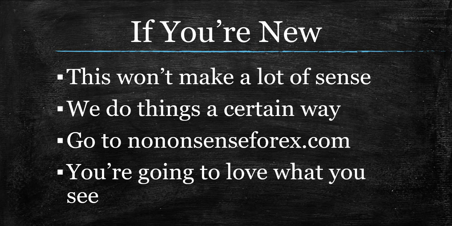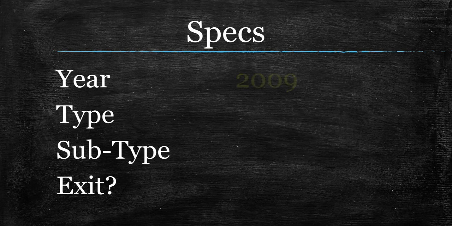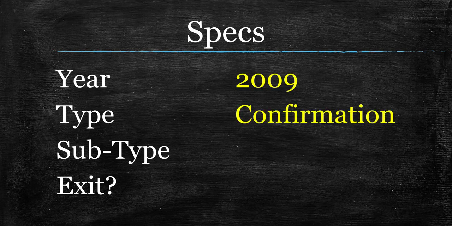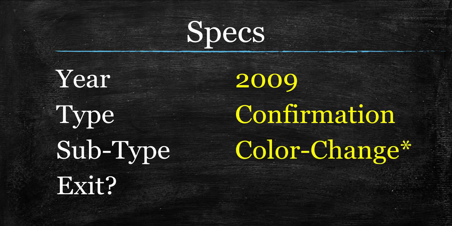But for the rest of us who are caught up, let's go ahead and look at the specs for the MBFX indicator. The year is going to be 2009. The type is going to be confirmation this week, and the subtype is going to be color change. You have seen this before, but there is an asterisk, and that asterisk is going to be what makes this indicator unconventional. So you have to stay with me on this video. I will explain it to you.